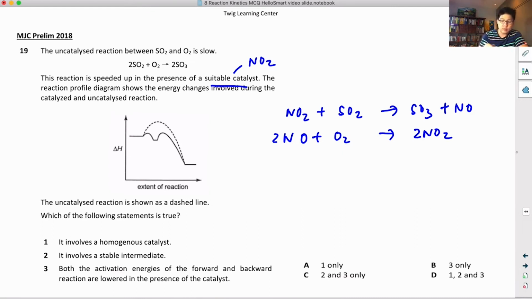So NO2 is a gas, and it is in the same phase as SO2 and SO3. So NO2 is a homogeneous catalyst. That's correct. This catalyzed reaction involves forming a stable intermediate. Yes, because it forms an intermediate over here. So this is correct. Number 3, both activation energies of the forward and backward reactions are lowered.